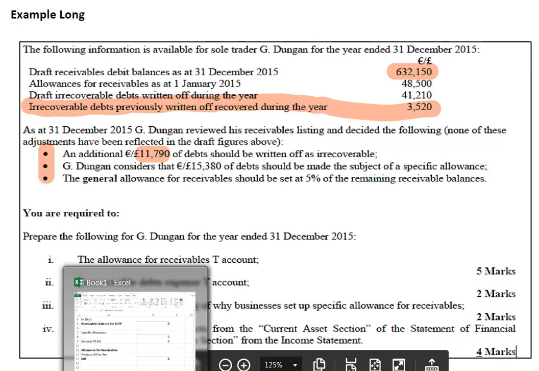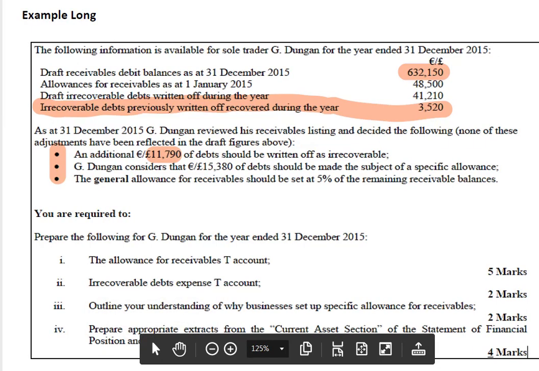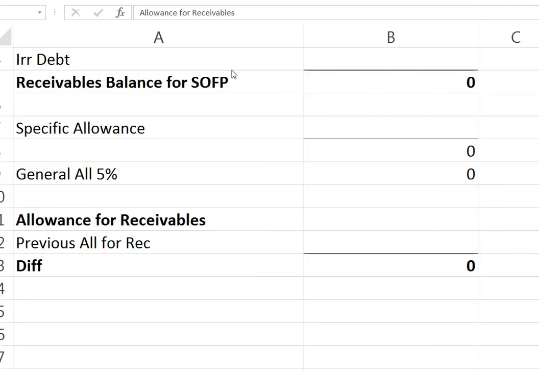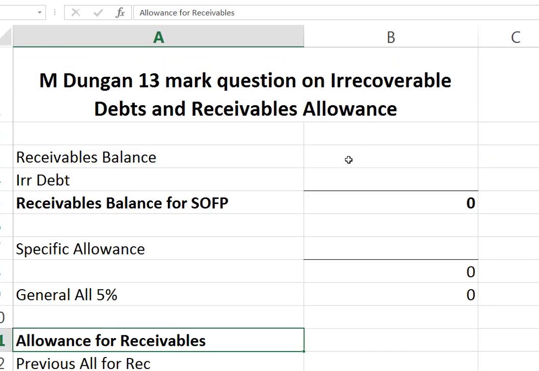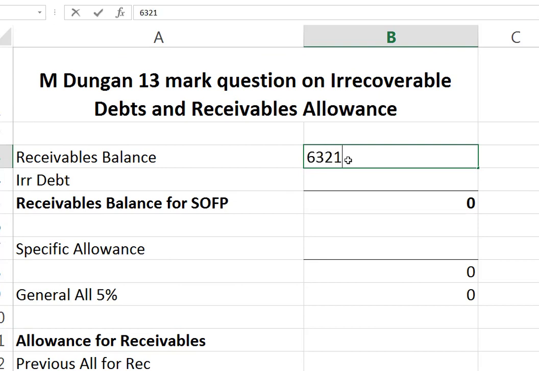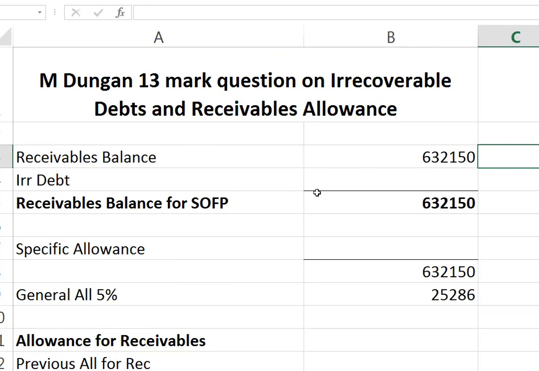So let's do that first. I should be able to just pull this over. Yes, I'm starting with that figure of 632,150, my draft receivables balance. I'm going to deduct that extra 11,790, and that gives me the receivables balance that I'm actually going to write into my statement of financial position. So 620,360 is the figure I'm actually going to see in my extracts from my statement of financial position.